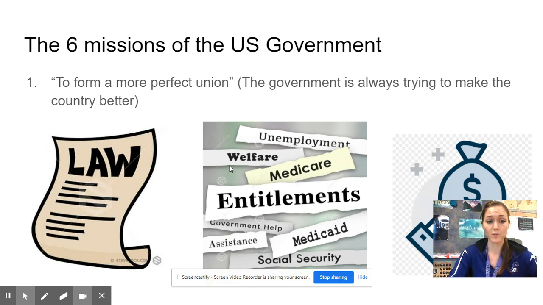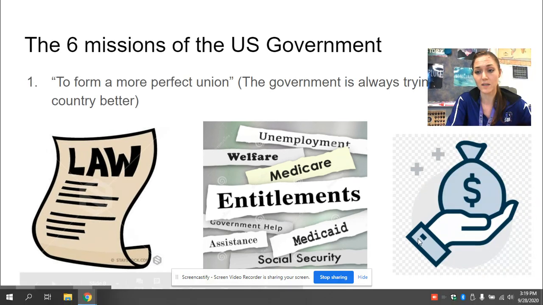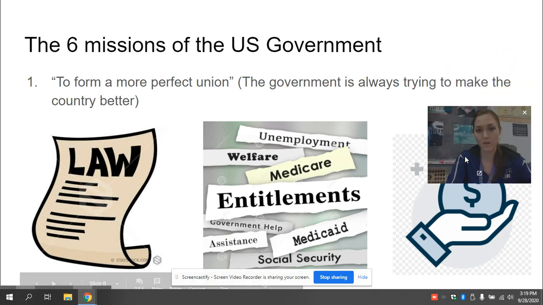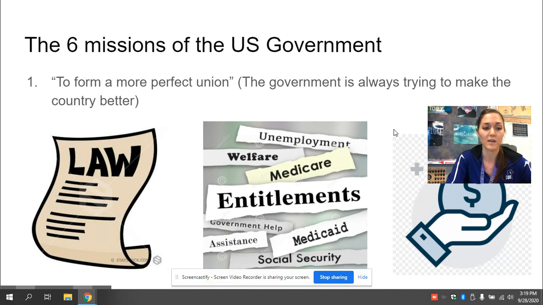So, for example, number 1, to form a more perfect union, that means the government is always trying to make the country better. So you might think about the laws that they are passing. You might think about the different programs the government has for people. You might think about how they are spending taxpayer dollars in different programs, whether these programs, parks, schools, so on and so forth. So give that US government either A, B, C, D, or F. There's no right or wrong answer. This is just to kind of think about those 6 different missions and how we are sticking to those 6 different missions.